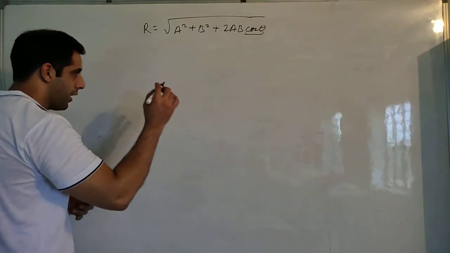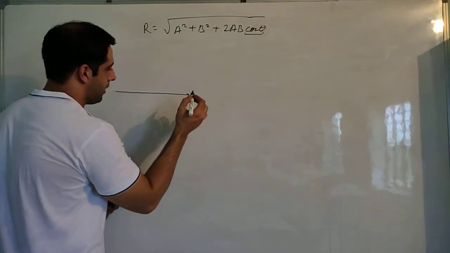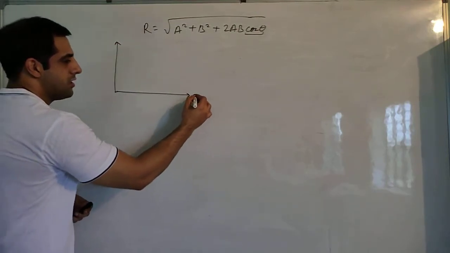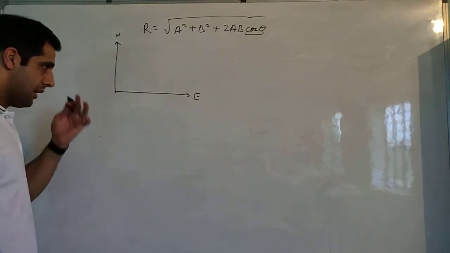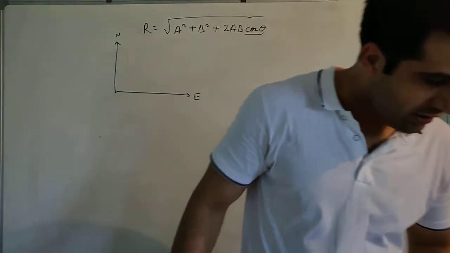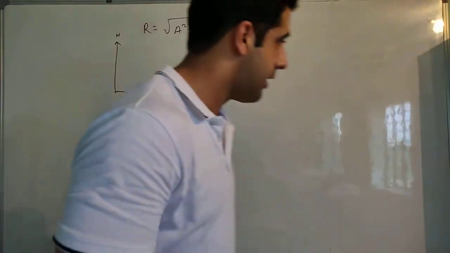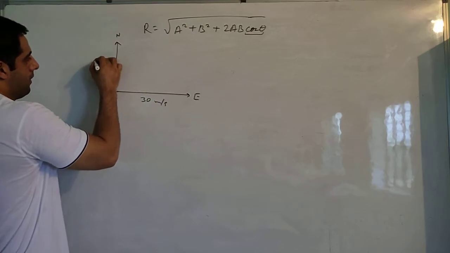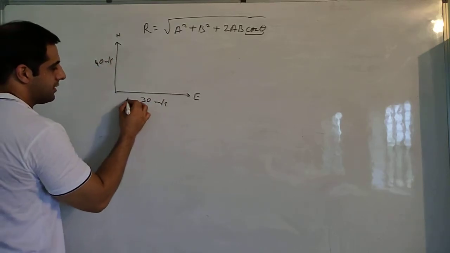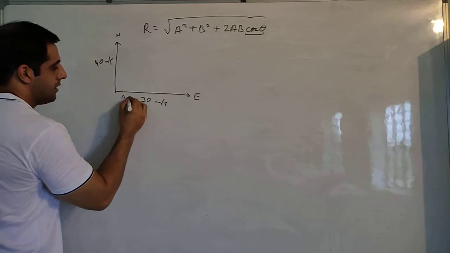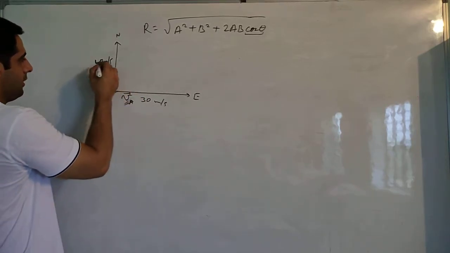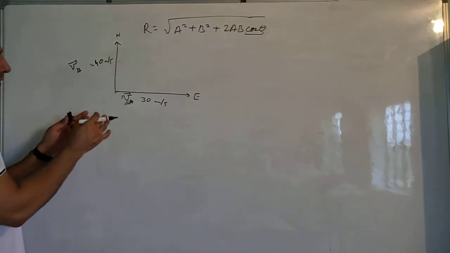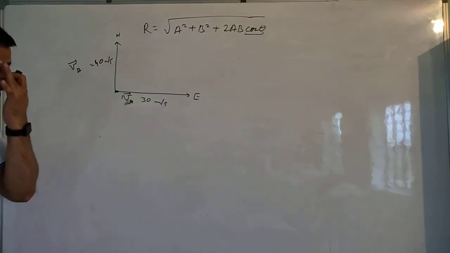So always make the diagram, always make it a habit to make the diagram. One velocity is towards east, one velocity is towards north. The velocity towards east is given as 30 meter per second, and the other is 40 meter per second. Let us say this is VA, velocity A, and this is VB. So there is this particular particle at this point, and it is being pushed.